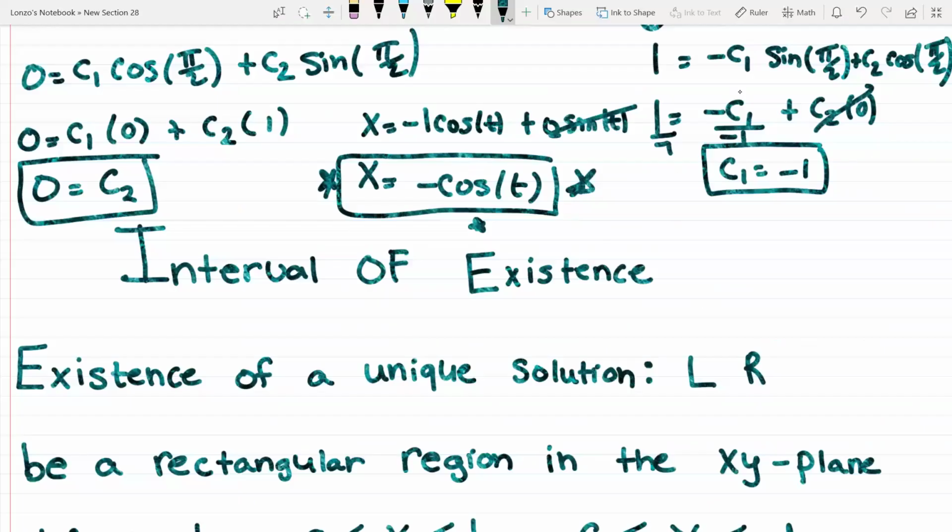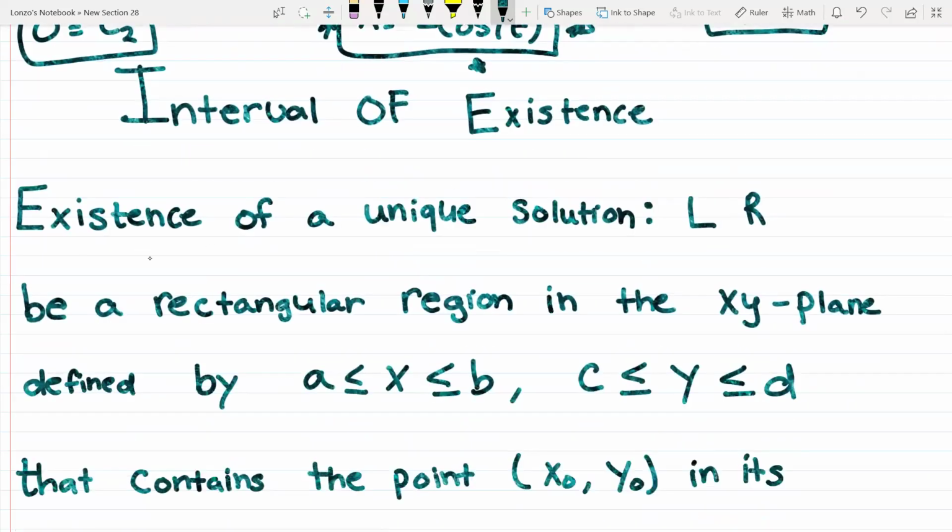Hello, this is part two of initial value problems. In this video, I will go over more of the interval of existence and determine where a particular solution is defined, continuous, and differentiable.